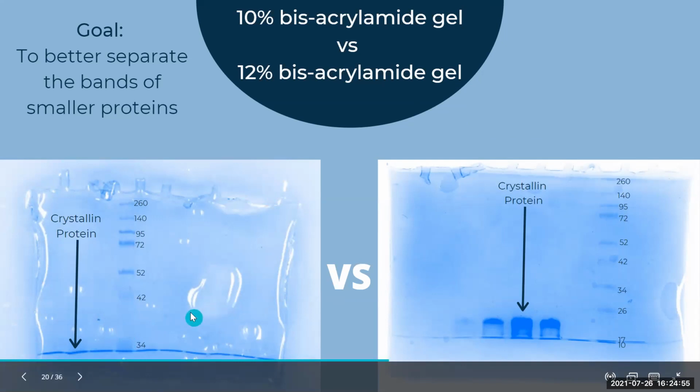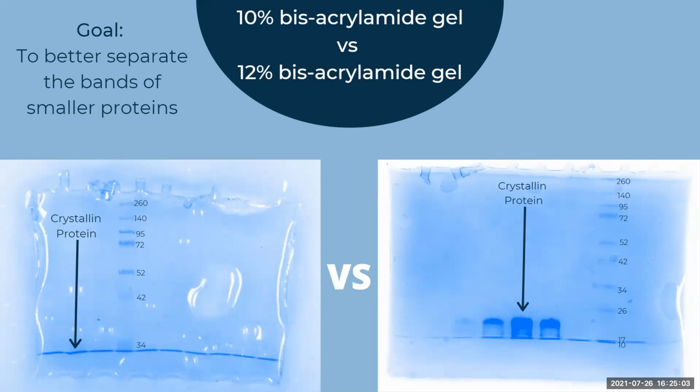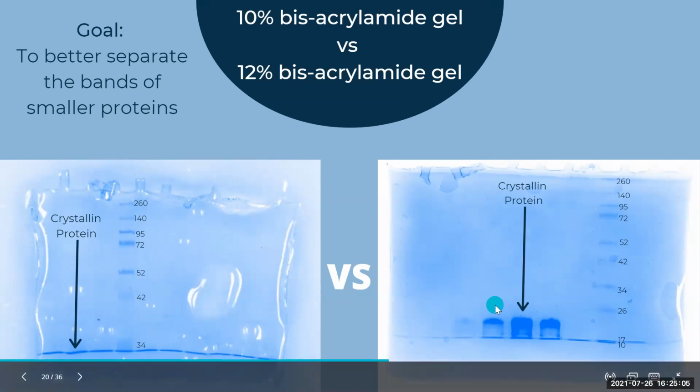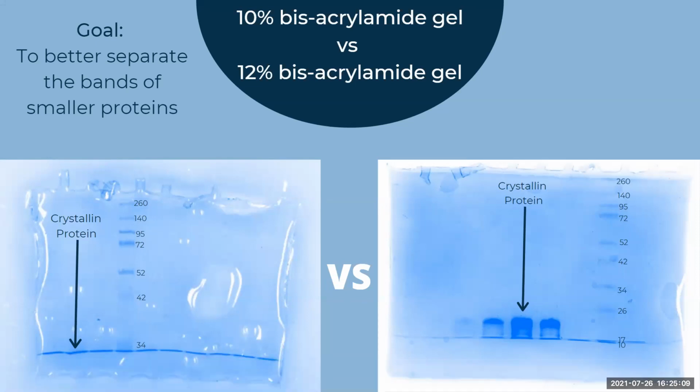So as you can see from these pictures, in the 10% gel on the left, it's hard to distinguish what is protein and what is the sample buffer that's run through the gel. But to the right, you can see a clear band where our crystalline protein is, and you can easily see the size of it because the protein ladder has run all the way down.